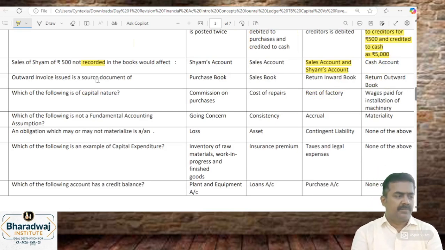What is the next one? Outward invoice issue.